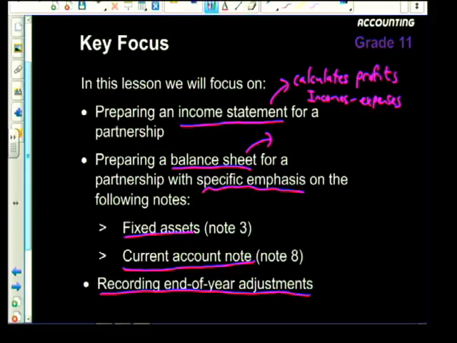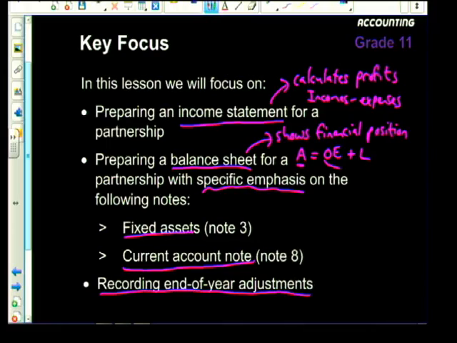A balance sheet is very similar to an income statement, except instead of calculating your profits, what it does is it shows you your financial position. So you can think of it this way: a balance sheet is really a diagrammatical representation of your assets, your owner's equity, and your liabilities. And you should remember from grade 10, your accounting equation, that your assets must always equal your owner's equity and liabilities. Those items appear in your balance sheet.